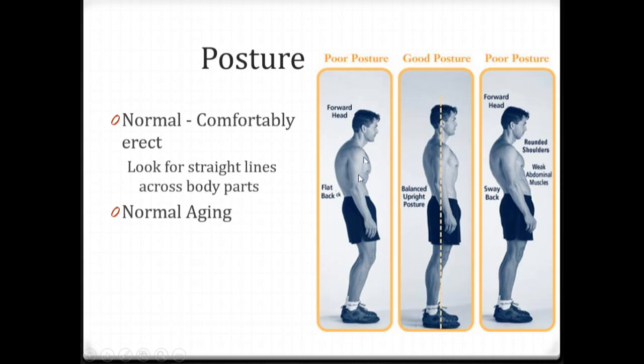Okay, poor posture. You'll see this one a lot of times. The head's more forward. The back is flatter, and it's not very flattering, you could say that. And then here's another form of poor posture, and the head's kind of forward and the shoulders are round. Your abdominal muscles are really weak. So just see how the difference in that posture makes a difference in how that person looks.